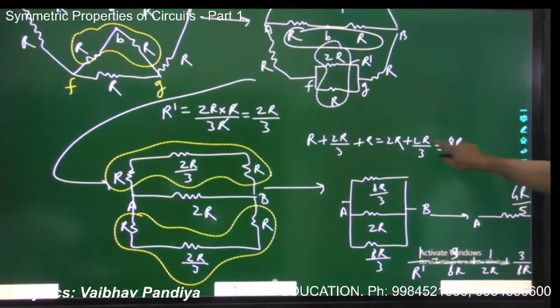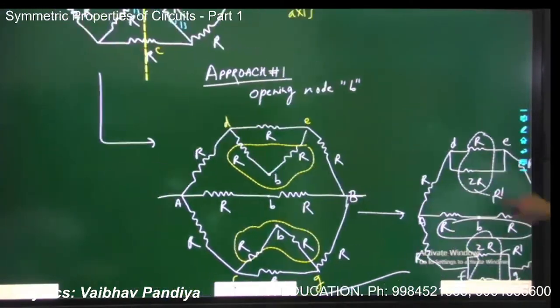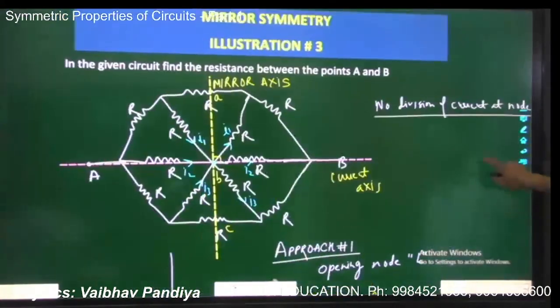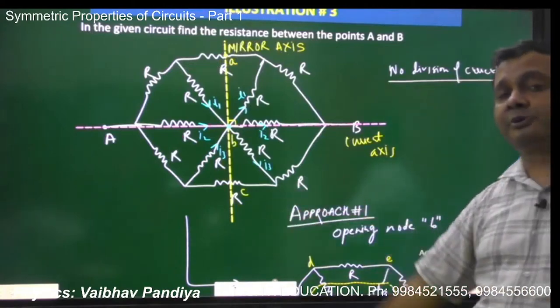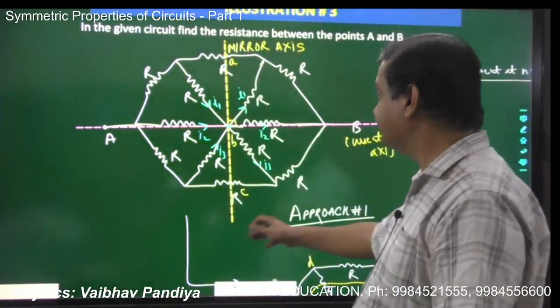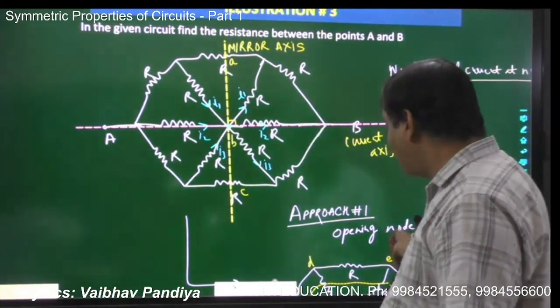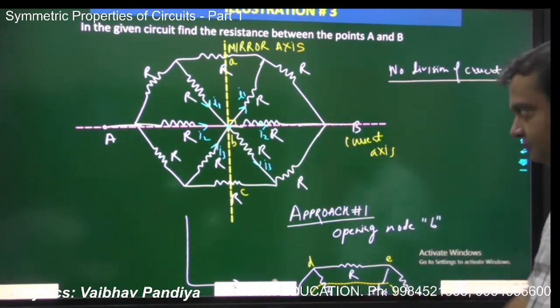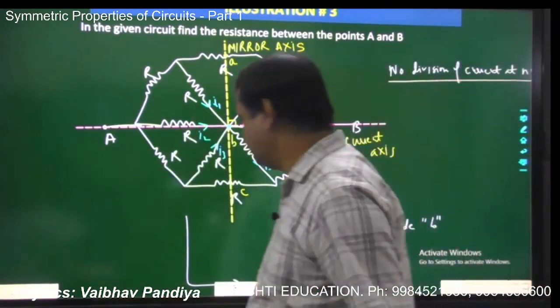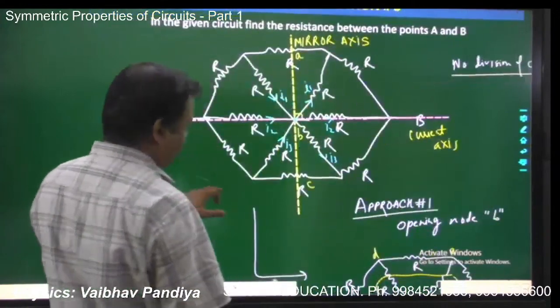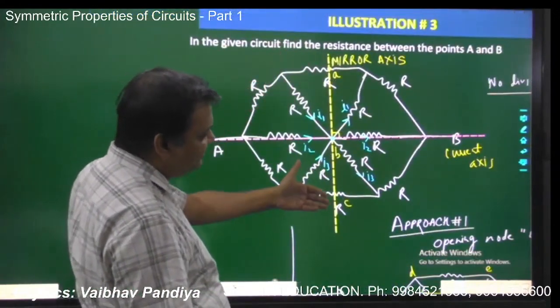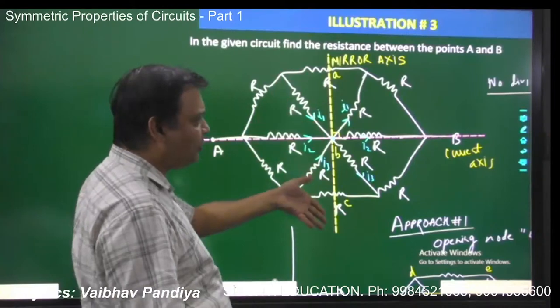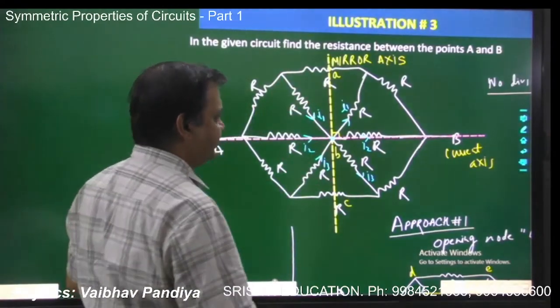So this is how we applied the property of perpendicular axis or mirror axis, and we have opened the node at B, correct? So suppose if you want to solve this very problem with another approach, you don't want to open the node at B, and you want to treat the points A, B, C as a single point since they're equipotential. So they can be short circuited, correct?